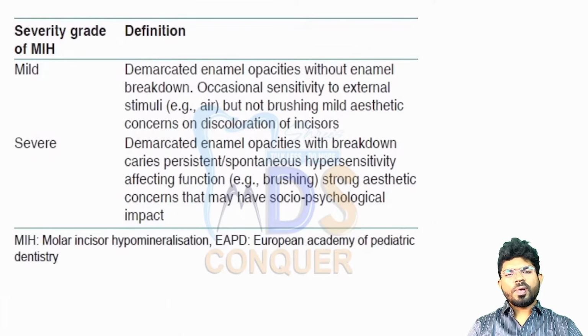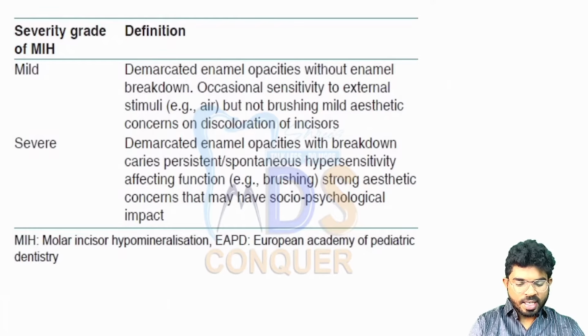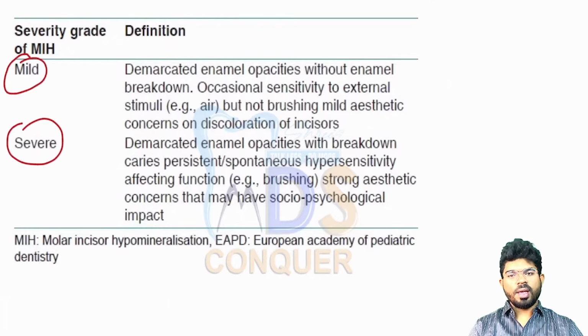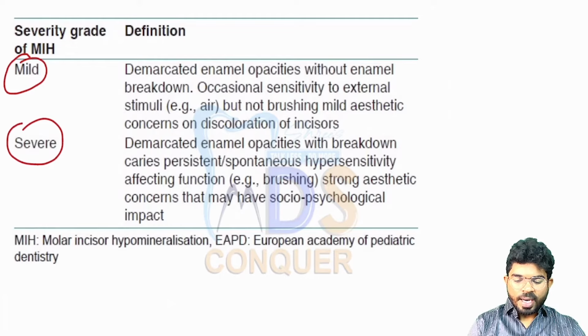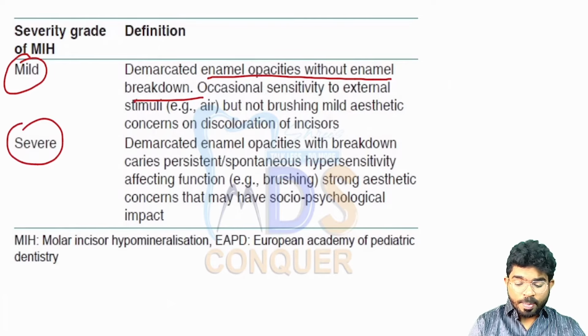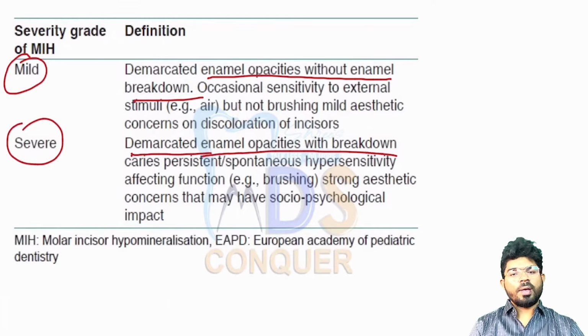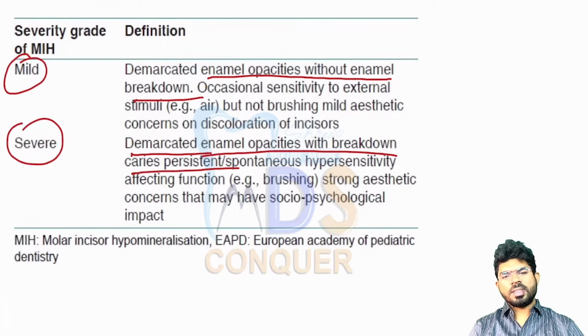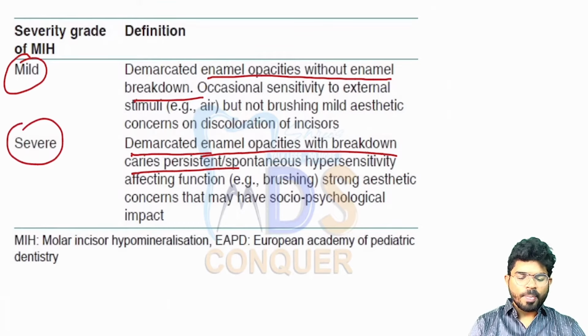Next one, there is something called severity grading of MIH. MIH has been divided into two severities, mild and severe. Mild is demarcated enamel opacities without enamel breakdown. There is no breakdown of the enamel. The patient may have occasional sensitivity. The second category is demarcated enamel opacities with breakdown. The patient will have spontaneous hypersensitivity affecting function, aesthetic problems and everything. Two categories, mild and severe.